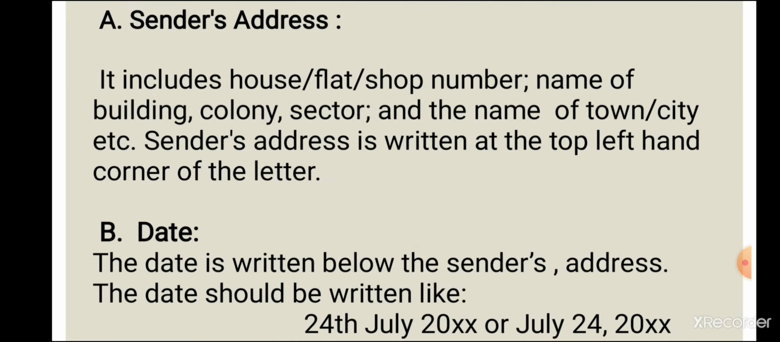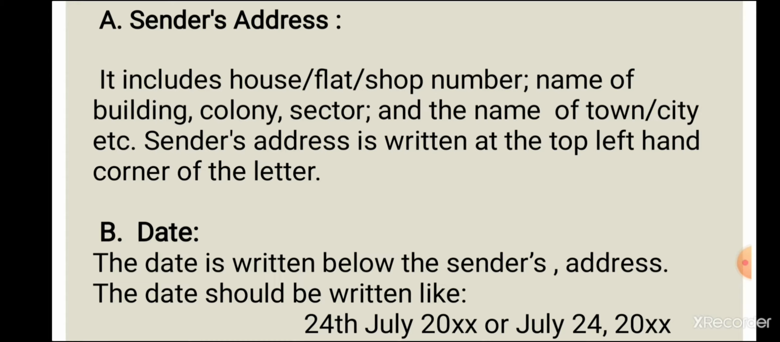So students, the first thing we should remember is that first of all we write the sender's address while writing an informal letter. It includes the house, flat or shop number, the name of the building or colony or sector, and the name of the town or city. The sender's address is written at the top left hand corner of the letter.